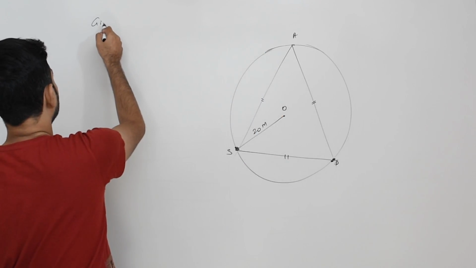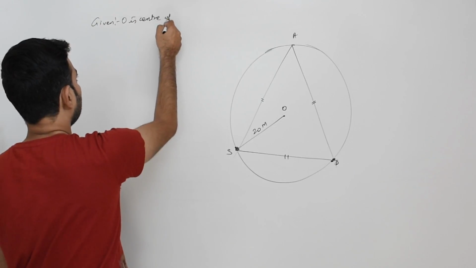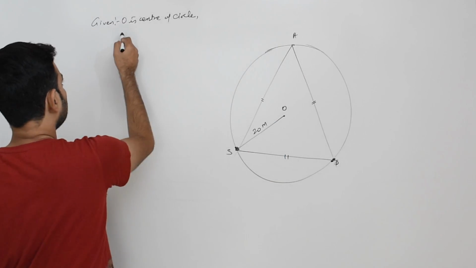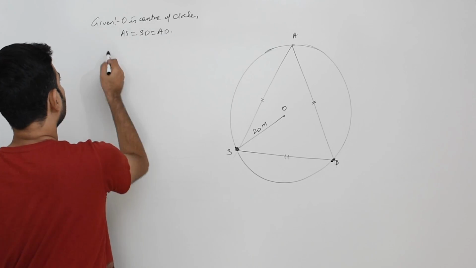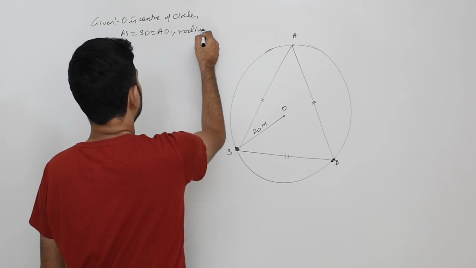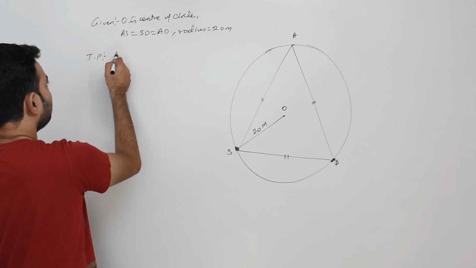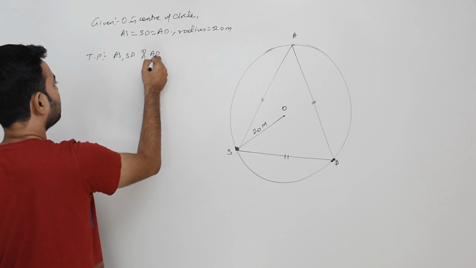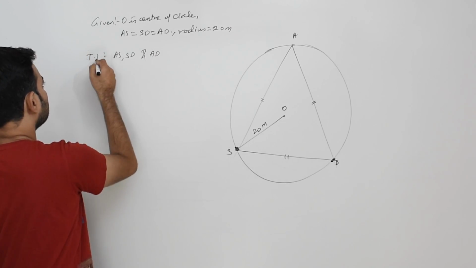Given: O is the center of the circle, AS equals SD equals AD. Then you have to find the radius. The radius is 20 meters. Then you have to find the length of the string, meaning AS, SD and AD. You have to find the length of the string of the toy telephone. This is what is to be found.